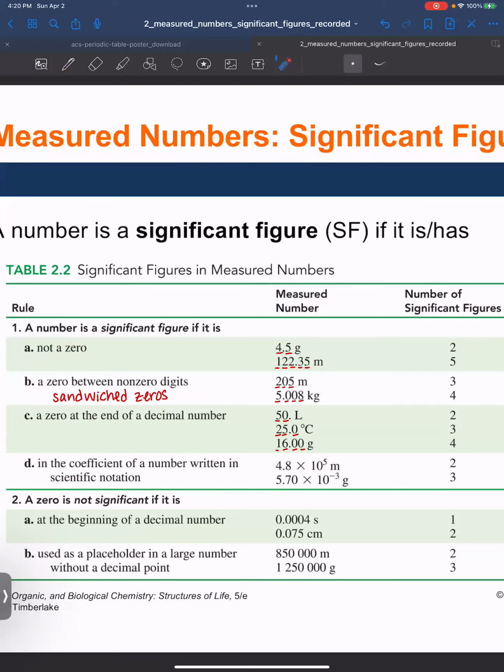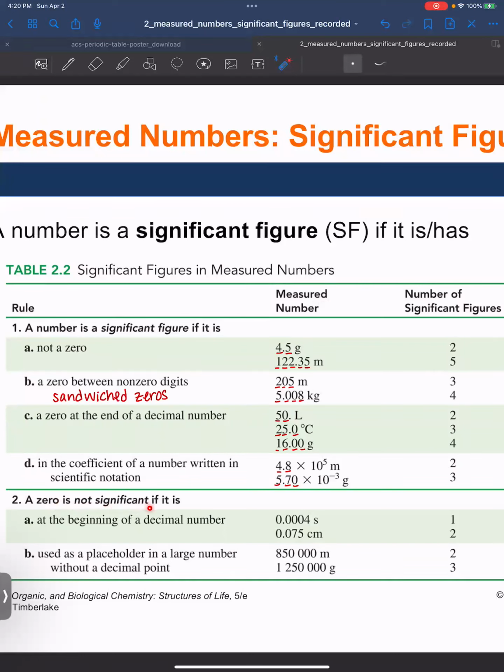A number is a significant figure if it is in the coefficient of a number written in scientific notation. So all numbers, including zeros, are significant in the coefficient of scientific notation. So 4.8 times 10 to the 5th meters is 2 significant figures. 5.70 times 10 to the negative 3rd grams has 3 significant figures.